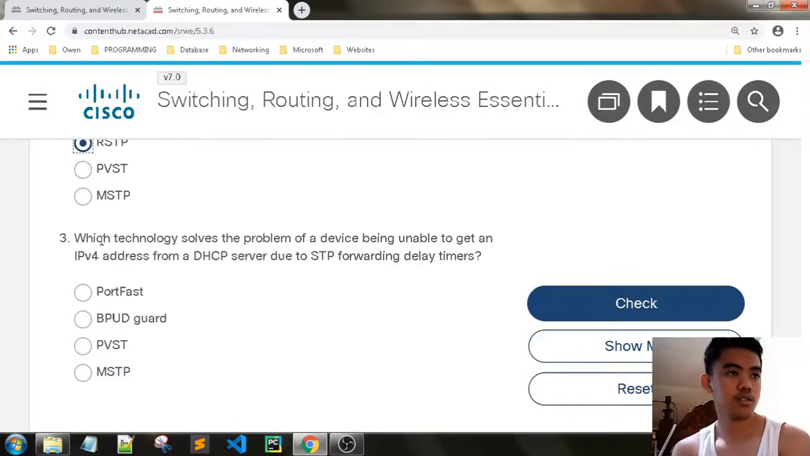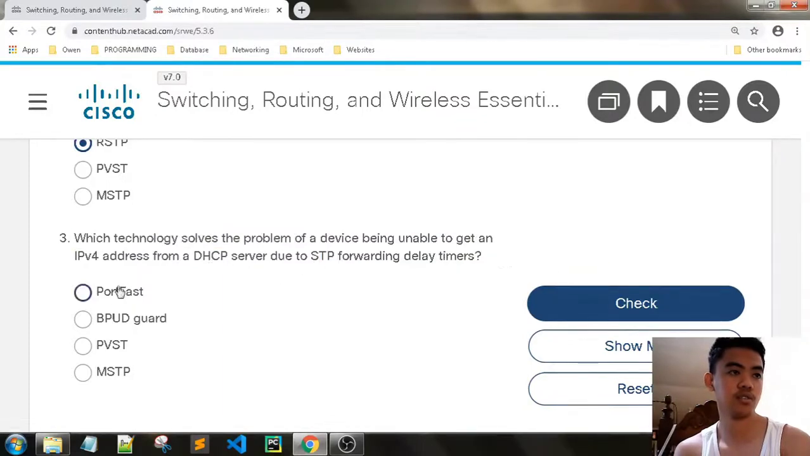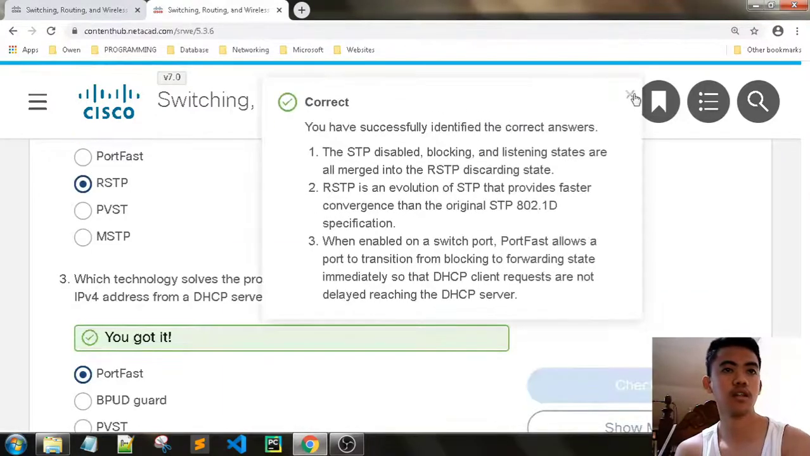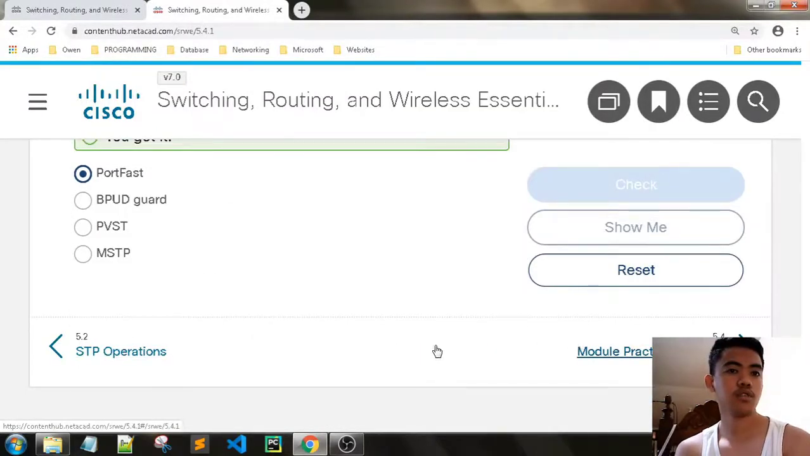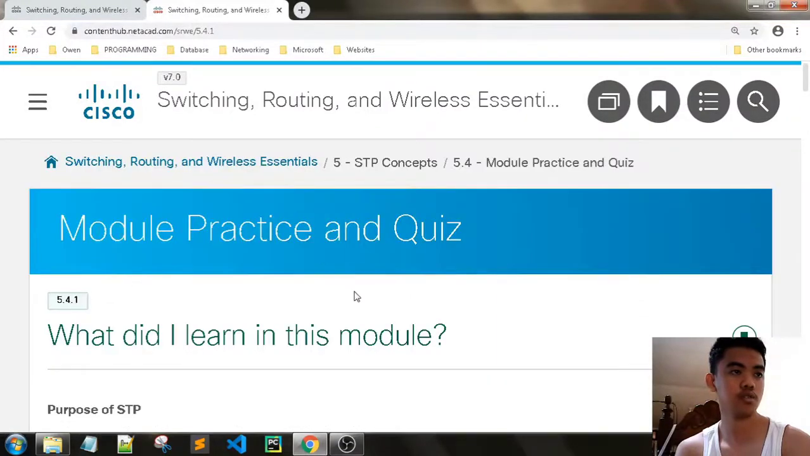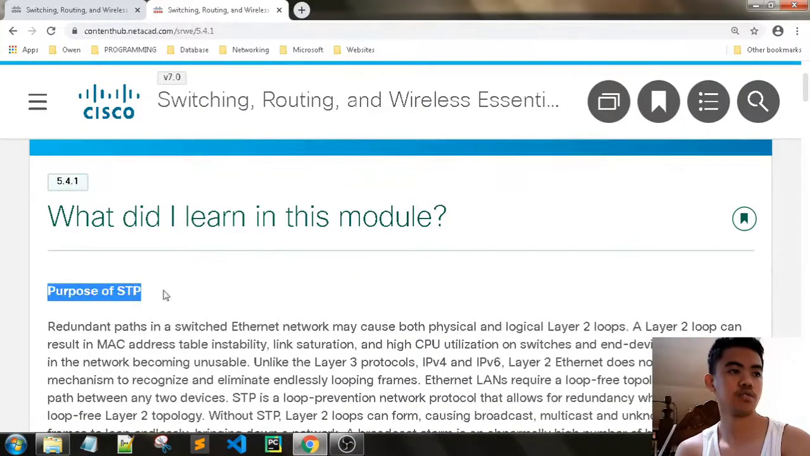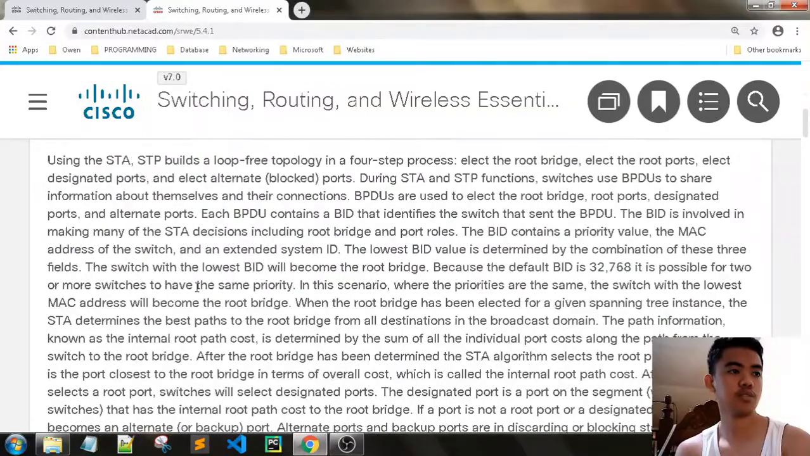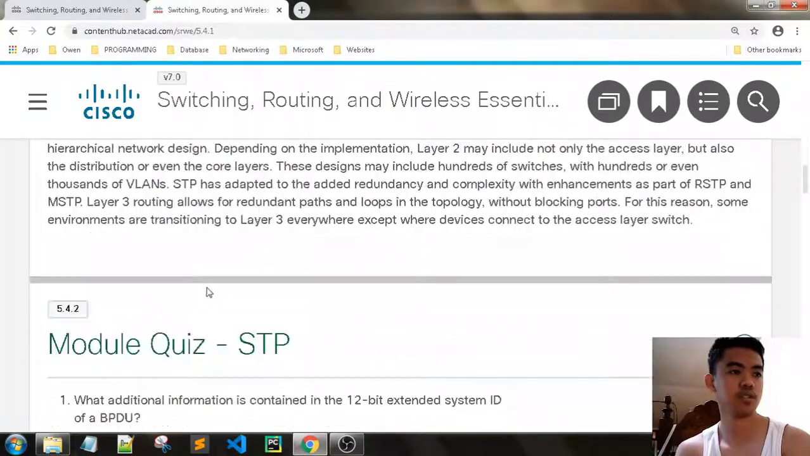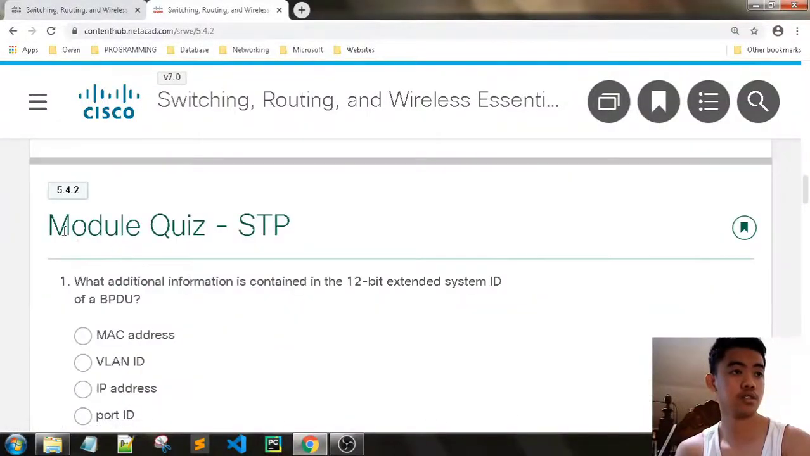And the last is, which technology solves the problem of a device being unable to get an IP address from the DHCP server due to STP forwarding delay time? So we have PortFast. Now for the last part is the module practice and quiz. In this module we have learned the purpose of STP, the STP operations, the evolution of STP, and for the last part we will be answering the module quiz for STP concepts.